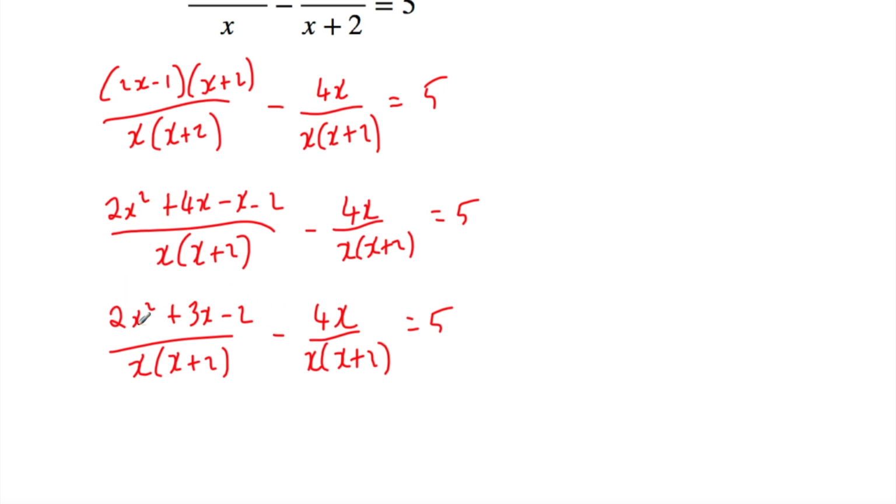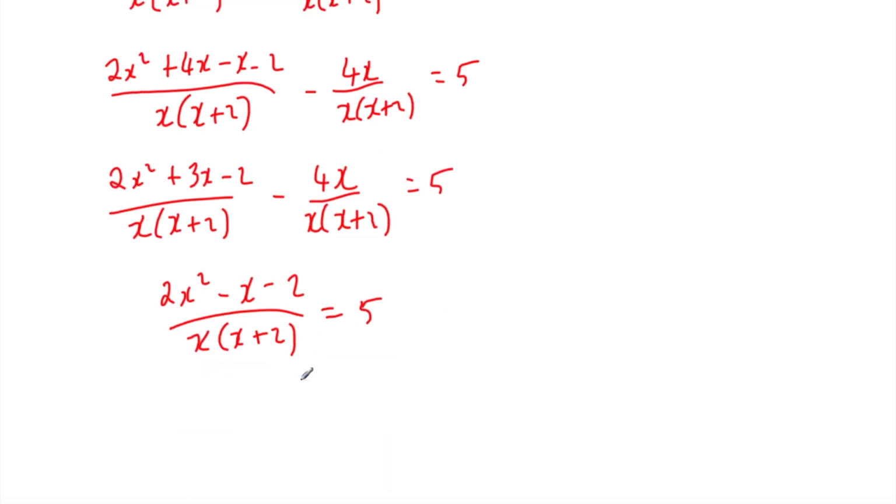away. So 2x squared, well, we're not taking anything away, so it's going to be 2x squared. 3x, take away 4x. Well, 3x's, take away 4x's would be minus 1x, or just minus x. And then we've got our minus 2. And that's all over x bracket x plus 2. Close brackets, and that equals 5. Okay, so we've now got to this point.